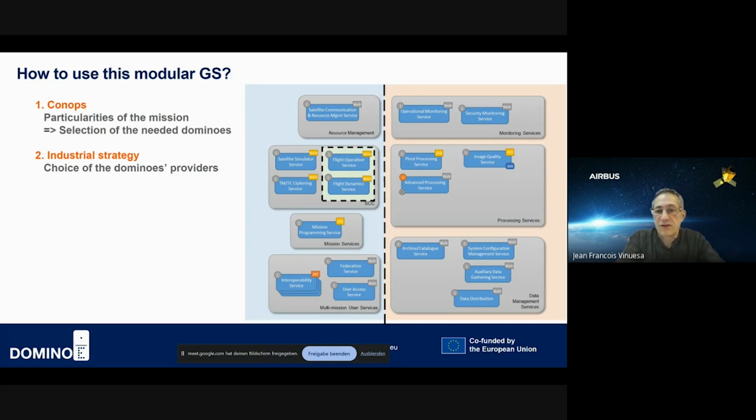So the integrator can decide to put all the processing service, from the primary processing service to the advanced processing service, with an external company. You can decide to have all the data management also subcontracted, the catalog also subcontracted. And you can decide to keep some in-house because they are crucial to your business and to your know-how. So you're going to choose the domino providers. Then you can move to the next slide.